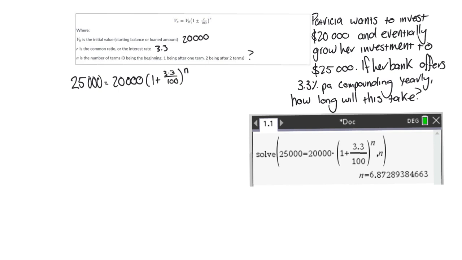So if Patricia has to wait till the end of every year, if she can't take it out partway through, how many years would she have to wait? Well, 6 years wouldn't quite make it, because 6 years won't quite get Patricia to $25,000. It'll happen somewhere between the 6th and the 7th year. So we would say in this case that it would take Patricia 7 years, because after the 7th year, it'll definitely flick over to $25,000. So it would take her 7 years to get to that particular amount.